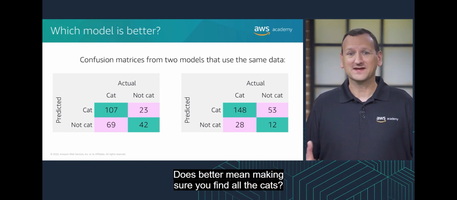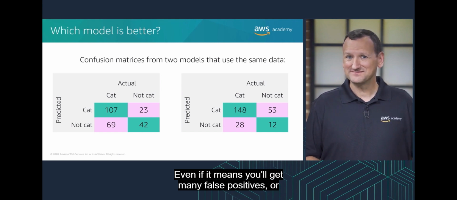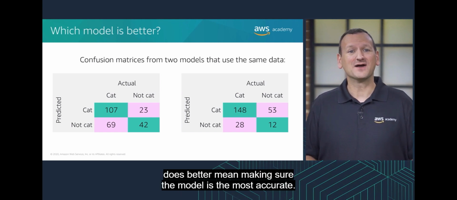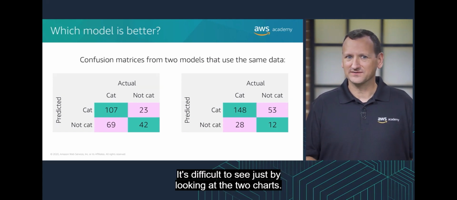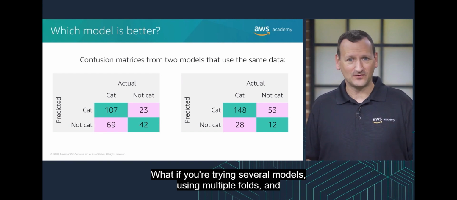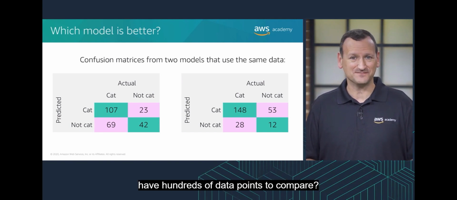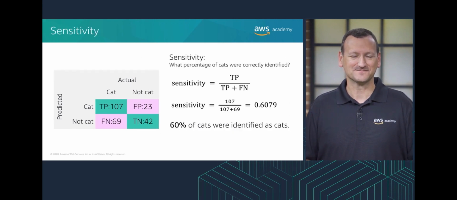Does better mean making sure you find all the cats, even if it means you'll get many false positives? Or does better mean making sure the model is the most accurate? It's difficult to see just by looking at the two charts. What if you're trying several models, using multiple folds, and have hundreds of data points to compare? To do that, you'll need to calculate more metrics.